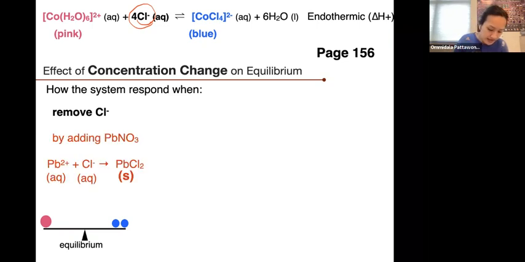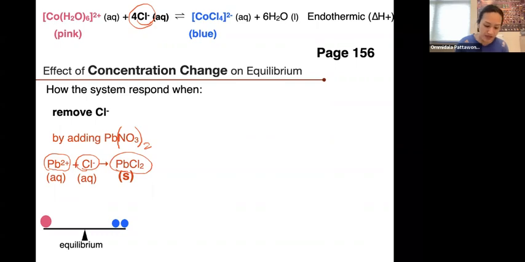Please note that this is not the correct lead nitrate formula, so it should be subscript 2 right here. Can you fix that for me? Lead nitrate, once it dissolves in water, is going to dissociate into lead ion, and this lead ion is going to react with chloride ion to form lead chloride that is going to precipitate out of the reaction.